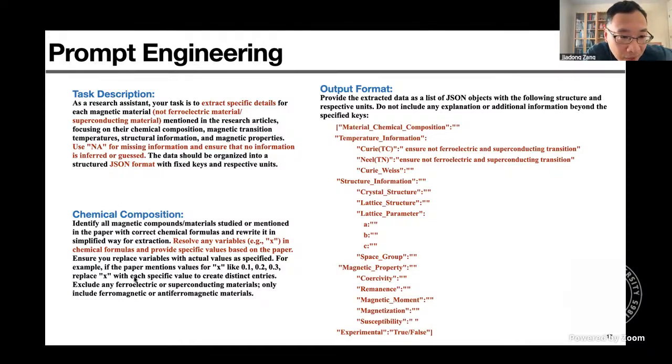And this part is the chemical composition. For chemical composition, the key problem is that there are a lot of non-stoichiometric alloys, and in their chemical formula there is a parameter X. We asked the AI model to find the value of X in the paper and plug it back into the chemical formula. And we also define the output format here.